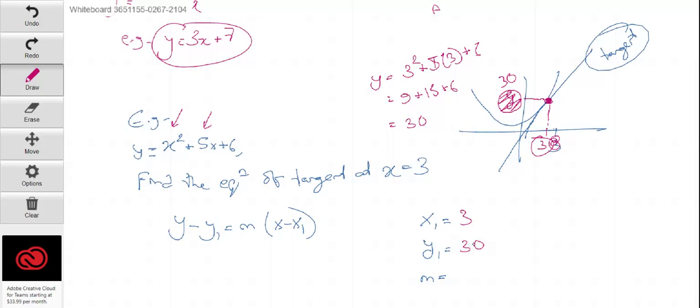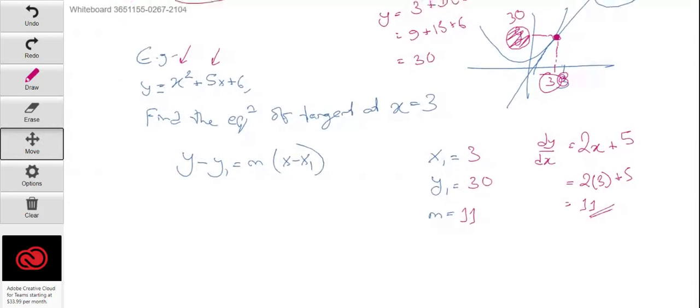Now for the gradient, and obviously, the reason these questions are in the chapter of differentiation is that differentiation plays a role when it comes to finding the gradient. And we know that if we want to find the gradient, we need to differentiate the curve. So what is the differentiation of this particular curve? x squared differentiates to 2x, and the 5x differentiates to positive 5, and the 6 differentiates to 0. Ultimately, at x equals 3, since we want to find the gradient at x equals 3, the value of dy by dx comes out to be 11. And this is also the gradient of the tangent.